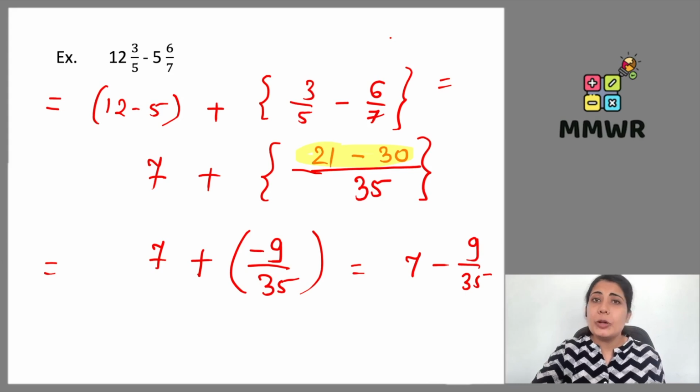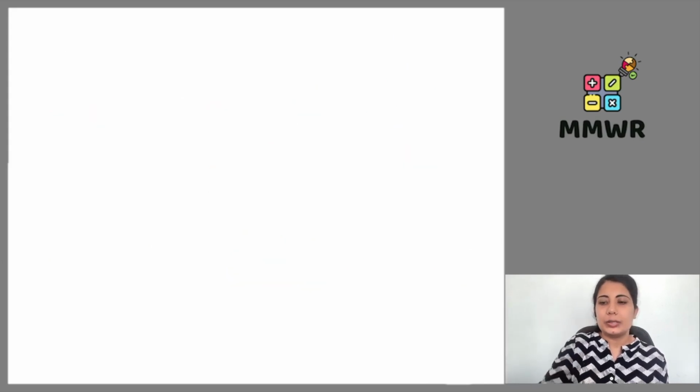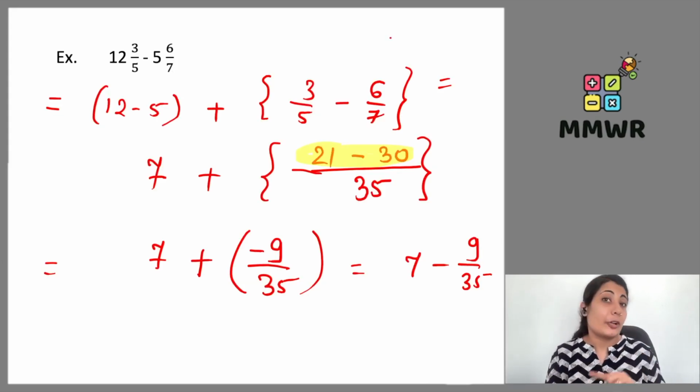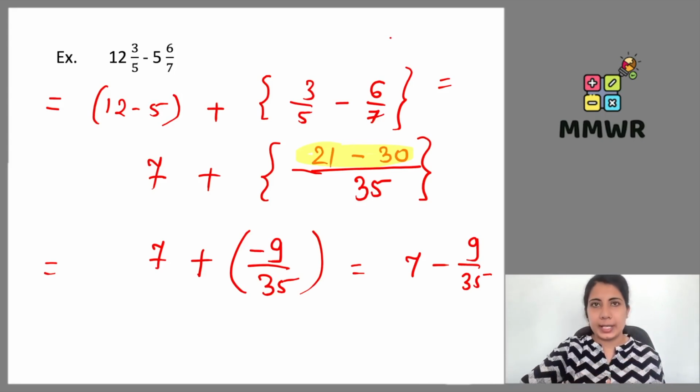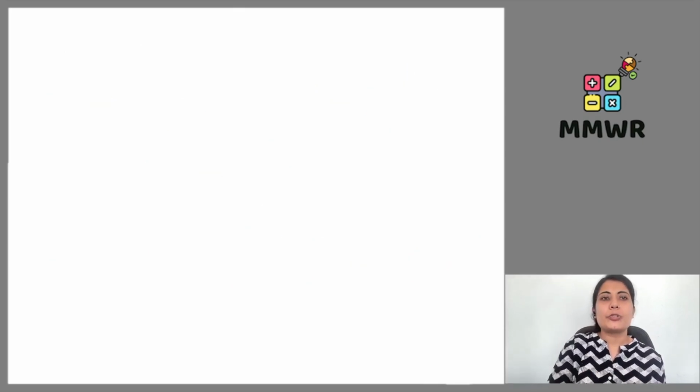What we will be doing now, look, I'll be showing you the basic method. Why are we not putting the minus sign along with the number? This is not solved yet. We have further calculation. I'll be showing you that basic method, 12 3 by 5 minus 5 6 by 7.